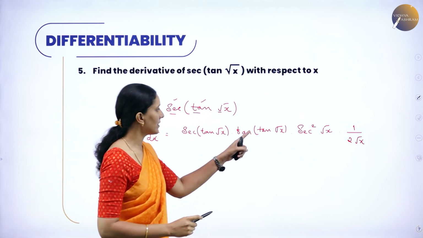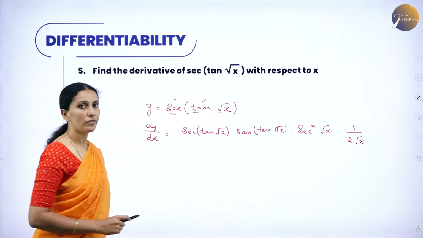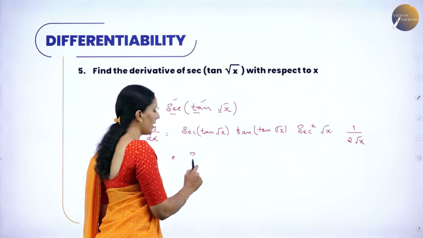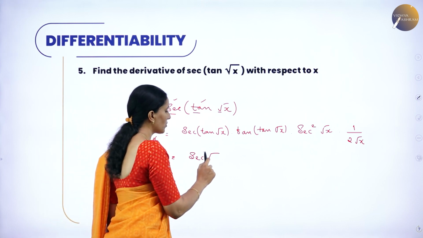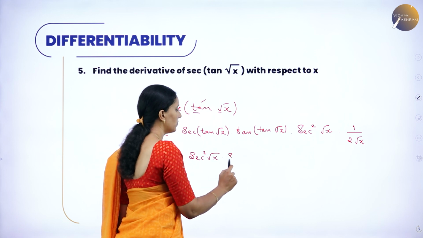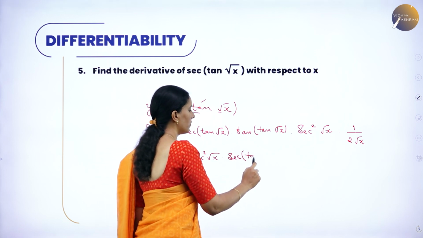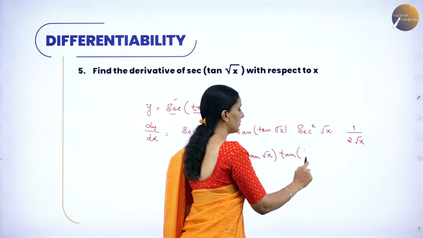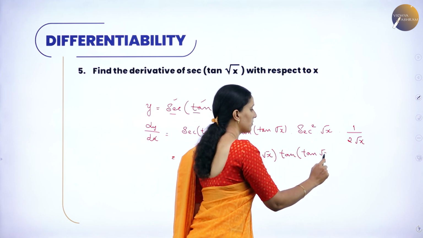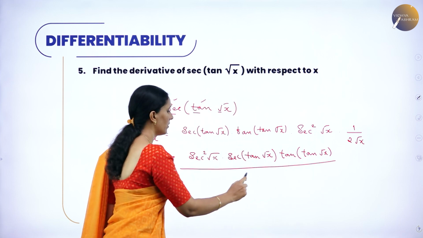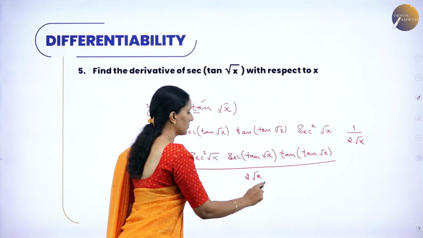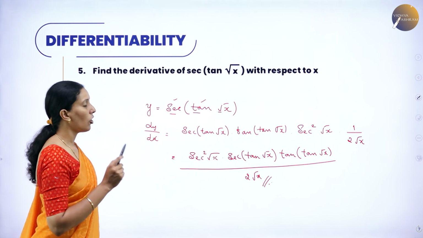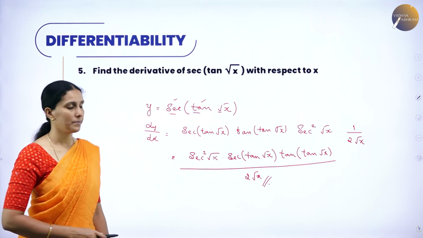So clearly you can see this is the derivative of the given function. Or you can rearrange this, write it in the form of secant square root x into secant of tan root x, tan of tan root x, whole divided by 2 root x. So this is the derivative of secant of tan of root x.